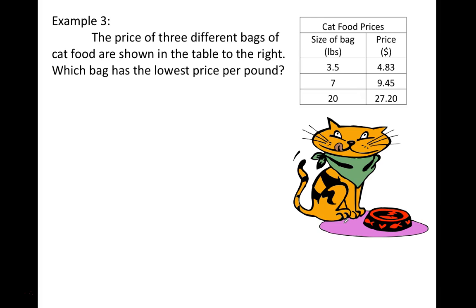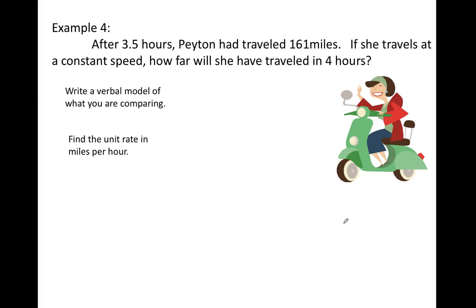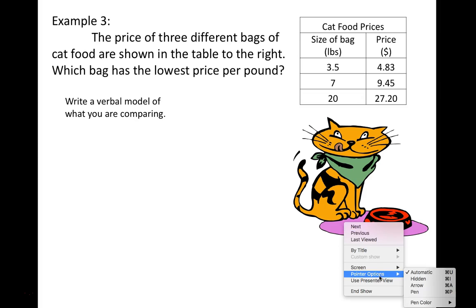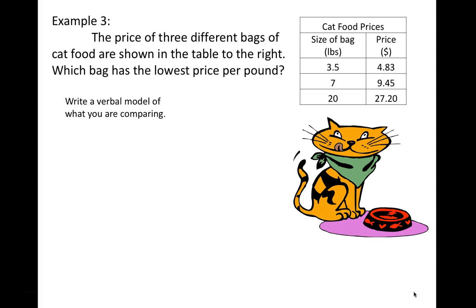Okay, and then sometimes what they'll do is they will give you a table, and we'll have to use that table to help us find the answer that they're looking for. So, example 3 says, the price of 3 different bags of cat food are shown in the table to the right. Which bag has the lowest price per pound?